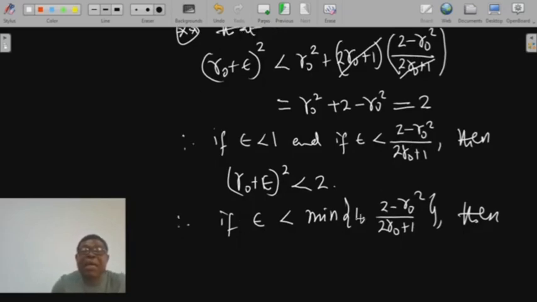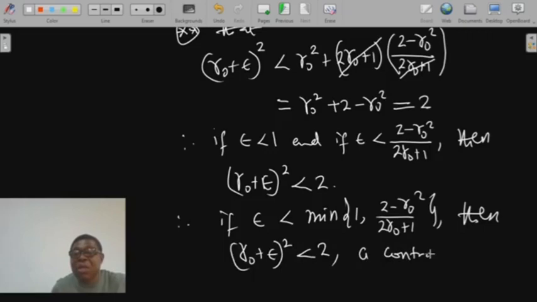Then, remember that epsilon is bigger than 0, and the fact that this is bigger than 0 means that if epsilon lies between 0 and this entity, then we shall have that (gamma naught plus epsilon) all squared will be less than 2. And this is what? A contradiction. Why is it a contradiction?